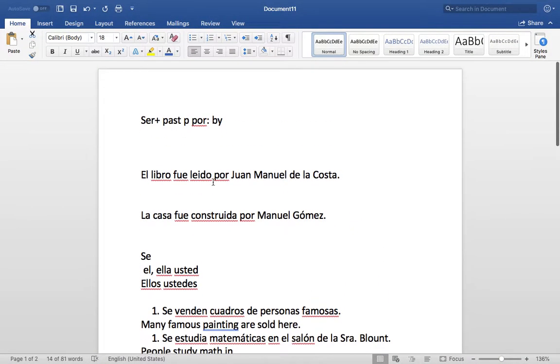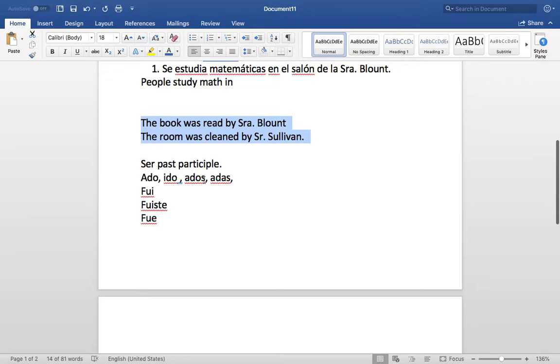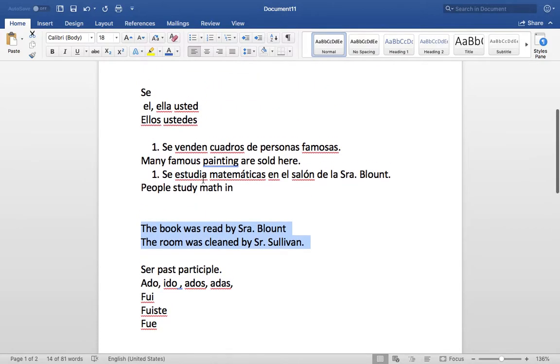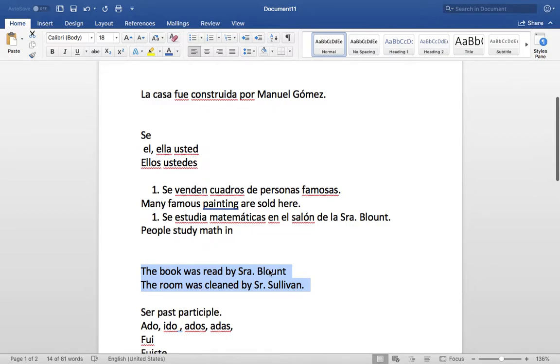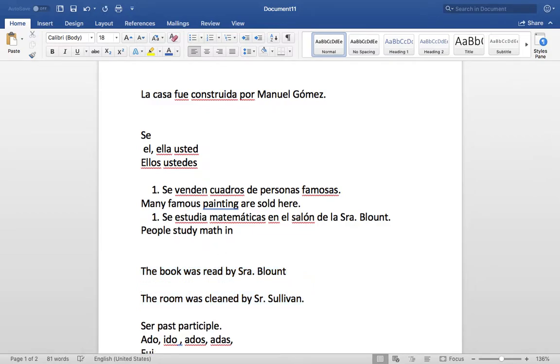La voz pasiva in English is when you use the verb to be plus pasado participio, and it's pretty much when the subject is the one who received the action, all right? And you must use by and then the name. Pretty much the name is at the end of the sentence. For example, the book was read by Señora Blunt.